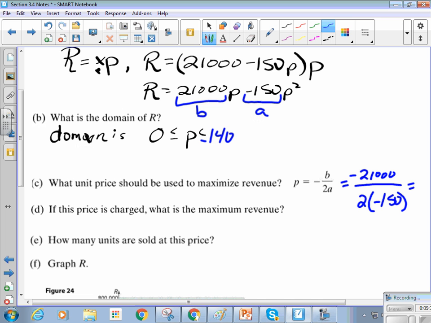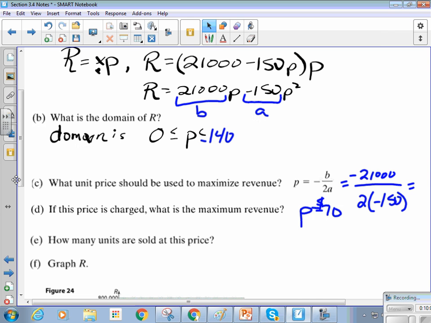Good, because a negative and a negative give you a positive. 21,000 divided by 150, I know, is 140. And 140 divided by 2 is 70. So P is 70. And let's go ahead and put the dollar sign on it so we can relate it back to what we really are doing. We're going to set a price of $70. And we're all wishing that we paid $70 for our calculator, knowing we paid over $100 for it.